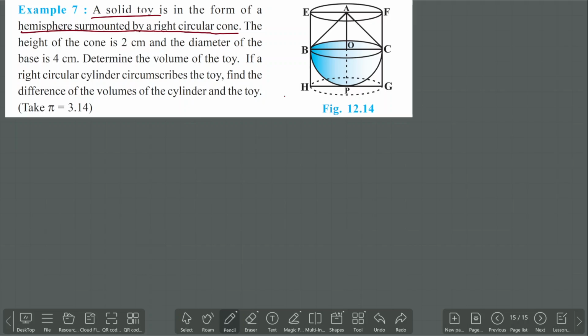So what is that? A solid toy is in the form of a hemisphere surmounted by a right circular cone. So see, there is a hemisphere. Okay, there is a hemisphere surmounted by a cone. So you take a cone and make it surmounted. Surmounted in the sense that edge to edge it's covered equally. That is the meaning. So there is a hemisphere surmounted by a cone.